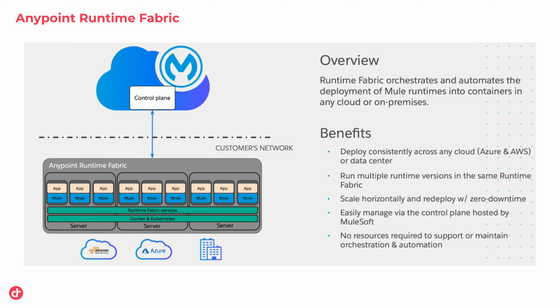There are two management options for the Anypoint Runtime Fabric. The first one, which we are going over today, is the Runtime Fabric on Self-Managed Kubernetes. This is a version of Runtime Fabric that you install on an existing Kubernetes environment that you operate and manage. This version supports Amazon Elastic Kubernetes Service, Azure Kubernetes Service, and Google Kubernetes Engine.